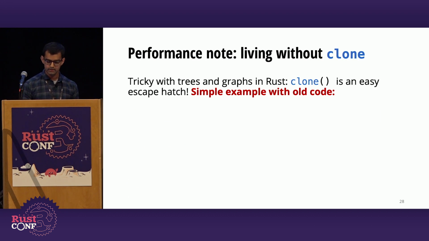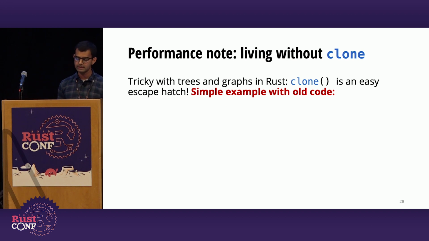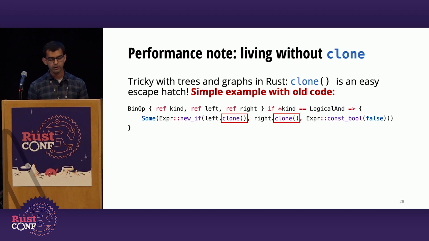So there was one quirky thing that we had to deal with in the beginning while we were learning Rust, and that was learning to live without clones. And we found that this was especially difficult with these tree and graph data structures, just because it's an easy escape hatch. So our old code for this transform looks something like this. And if you squint at this code, you can see that what it's basically doing is that it's taking your entire subprogram and copying it every time this pattern matches, which isn't great.